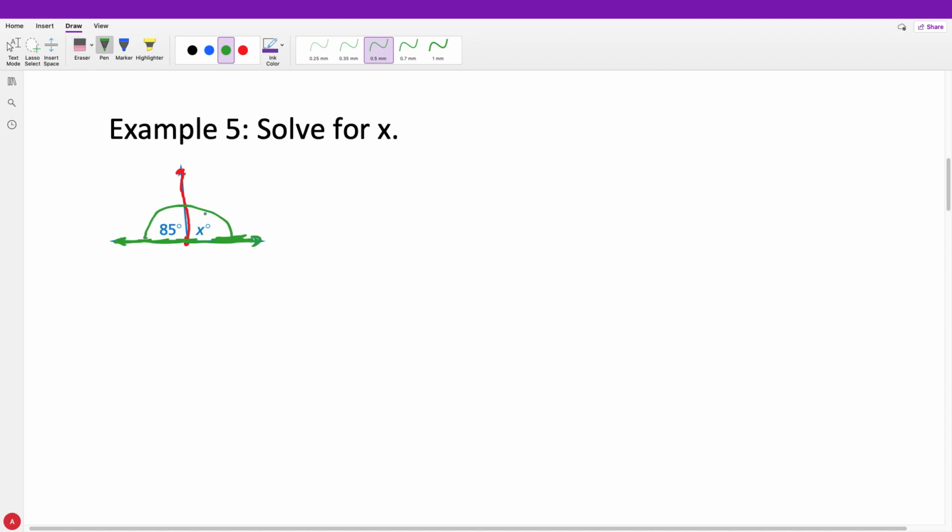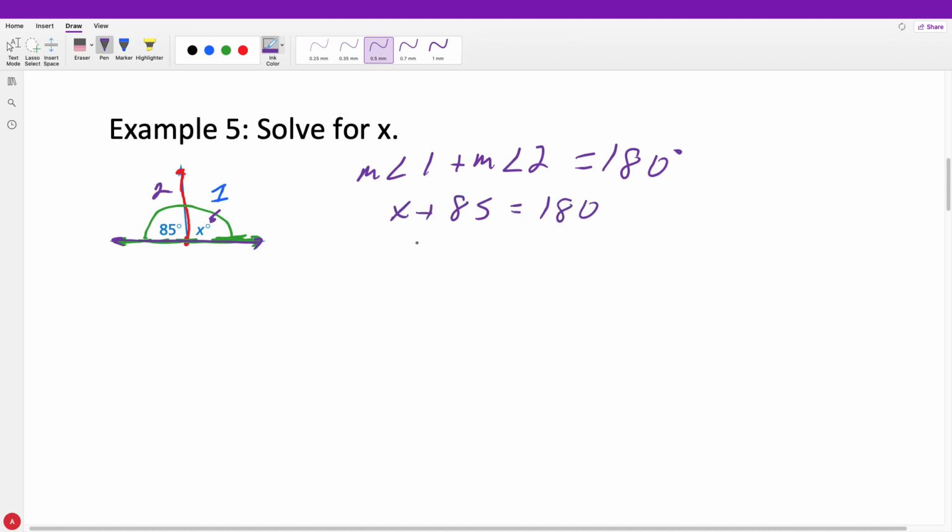So I know that these two angles, once again, let's just label them angle 1 and angle 2. I know that the measure of angle 1 plus the measure of angle 2 is equal to 180 degrees because it forms a straight line. So when they form a straight line, that is 180 degrees. So now to solve for this, I can just substitute in. Well, angle 1 I said was x, so I can say x plus 85 is equal to 180. And I can subtract 85 from both sides, and x is then equal to 95.